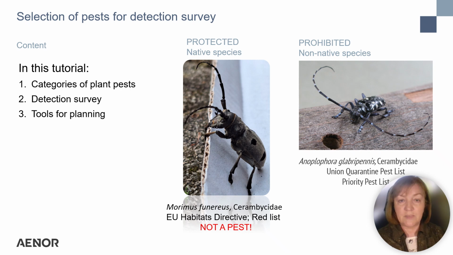In planning the risk-based surveys of regulated pests, a national plant protection organization has to define the scope of official surveys so that the necessary work could be properly justified and explained to the hierarchy. In the set of tutorials, we will focus on planning the risk-based surveys for the quarantine pests, including what tools may help you in selection of the pests for the surveys and how to do it.